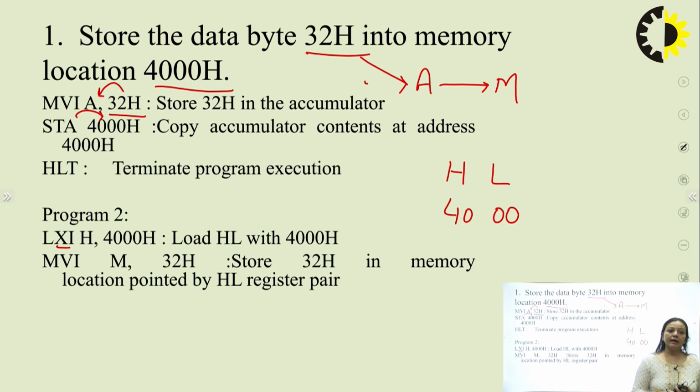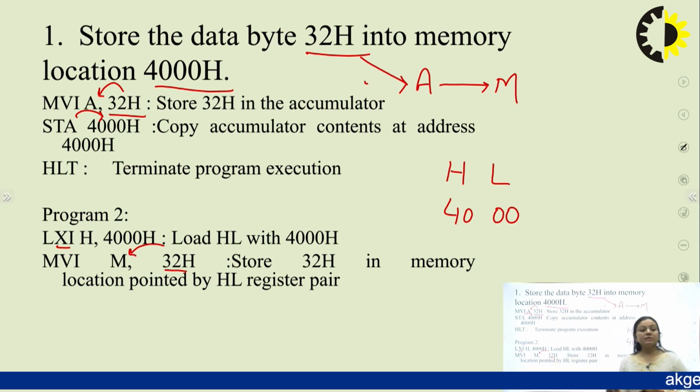Next, I can write MVI again. It says move immediate number. So you have to move the immediate number, which is 32H, into this memory location. Now, where is the memory location? Memory is always pointed to by the HL pair in 8085. The HL pair is designated as a memory pointer. So whenever I have any instruction related to memory, the 8085 processor will go to the HL pair. Whatever HL has is treated as a 16-bit address, and it will go to that address.